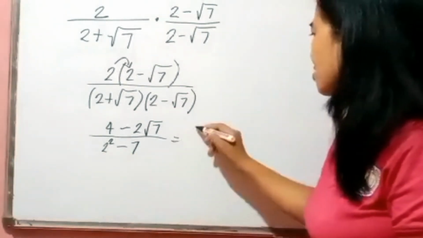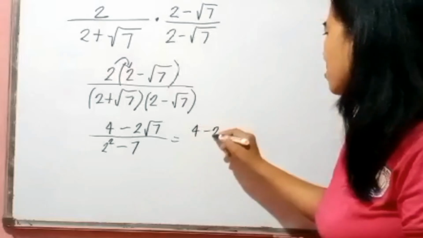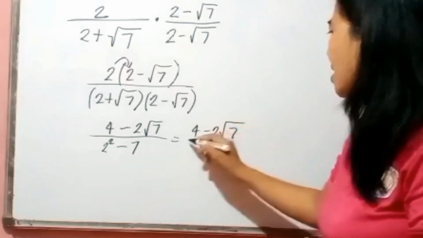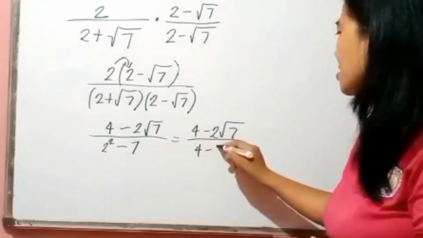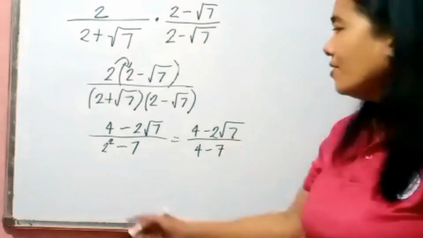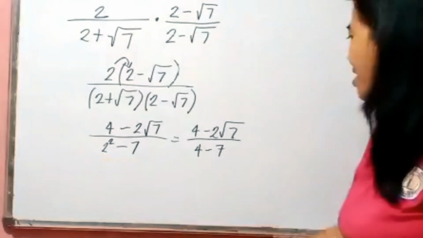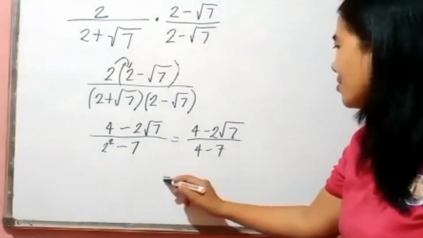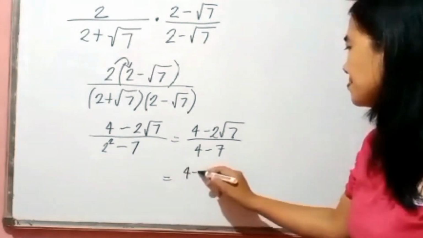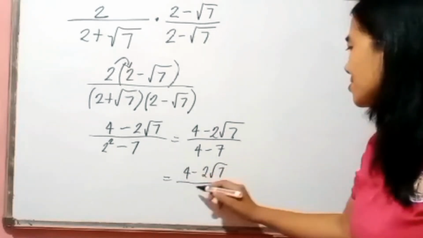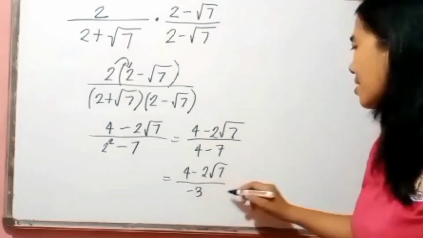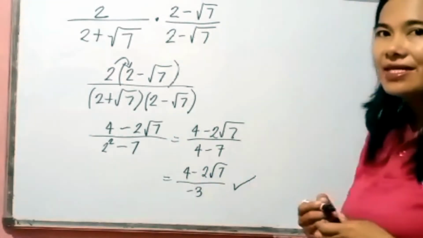So, this is going to be, copy lang natin ito, kasi wala naman siyang common. And then, meron tayong 4 minus 7. Saan galing yung 4? Sa 2 square, of course. Okay? Ngayon, ano ba yung 4 minus 7? Okay, yung 4 minus 7 is negative 3. And this is now the final answer.